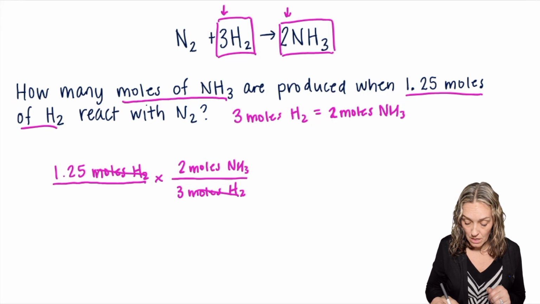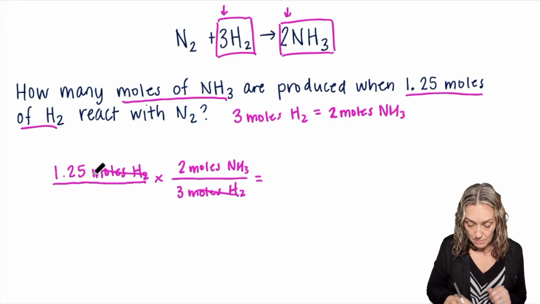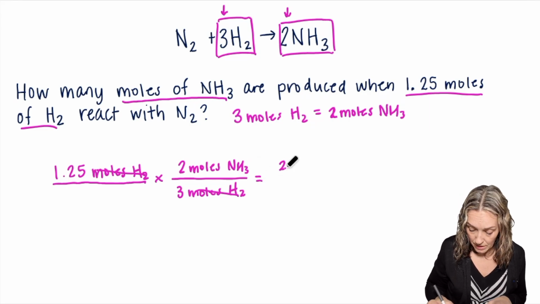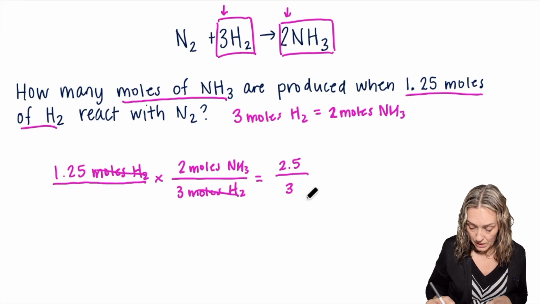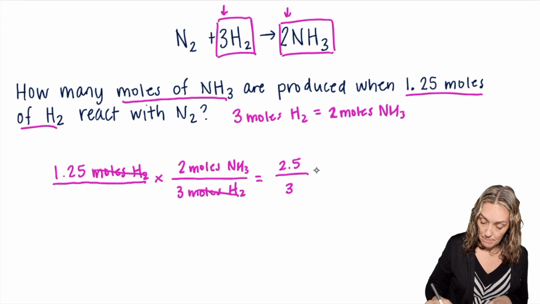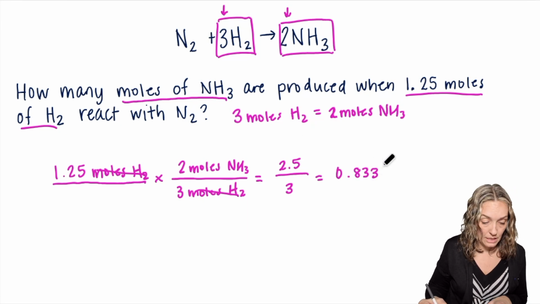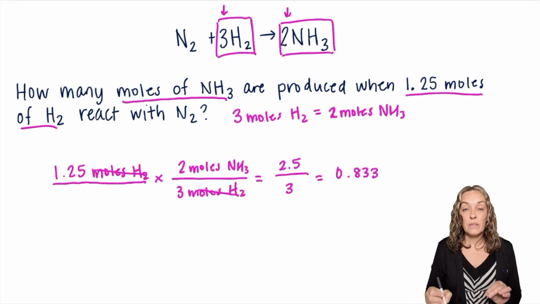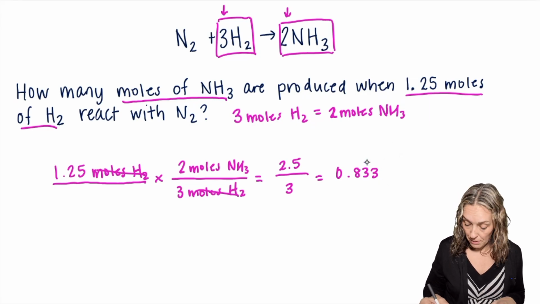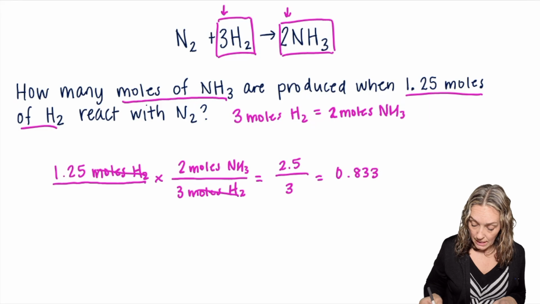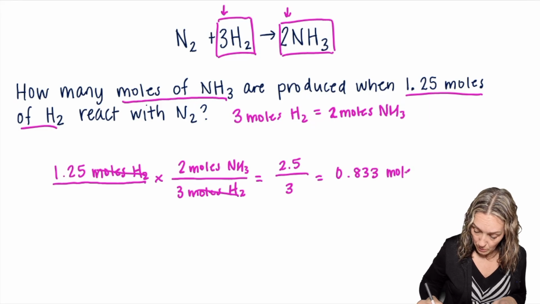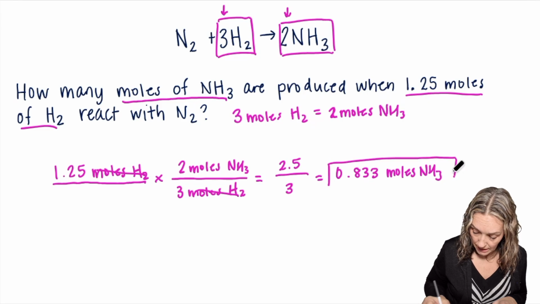When I'm done, I'm going to solve this by multiplying across the top, 2.5, multiplying across the bottom, 3, and dividing my top by my bottom, and when I do that, I get 0.833. Now, it's important that you always put a unit on your number. The only unit that didn't cancel out in this problem was moles of NH3, so that is the unit that belongs on my final answer.